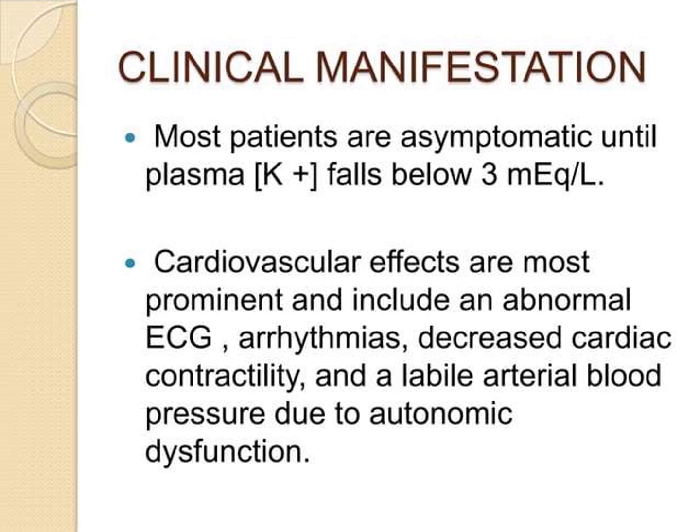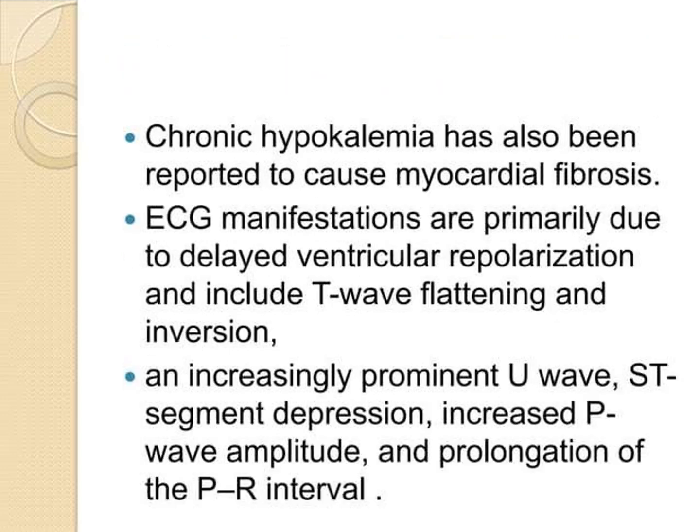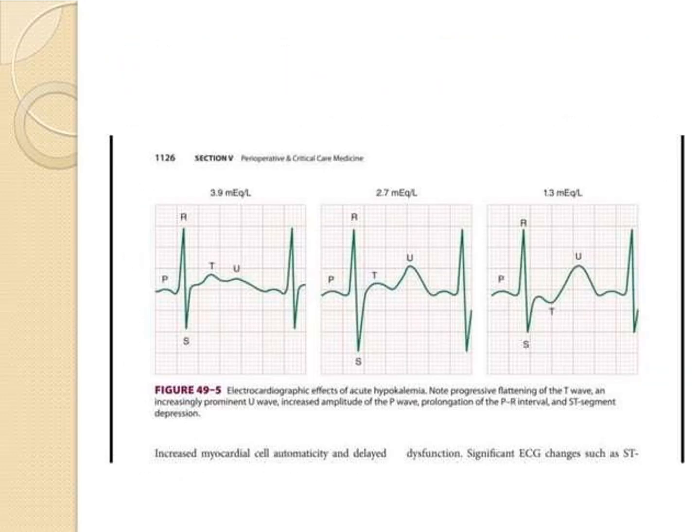Clinical manifestation: most patients are asymptomatic until plasma potassium falls below 3. Cardiovascular effects are more prominent and include abnormal ECG, arrhythmia, decreased cardiac contractility and labile arterial blood pressure. When a patient comes with hypokalemia or hyperkalemia, we can do an ECG and easily predict it. ECG is the first basic investigation for checking potassium. In chronic hypokalemia there are ECG changes: here we can see a prominent T wave and a U wave coming in hypokalemia.